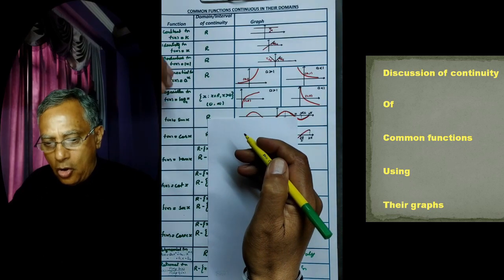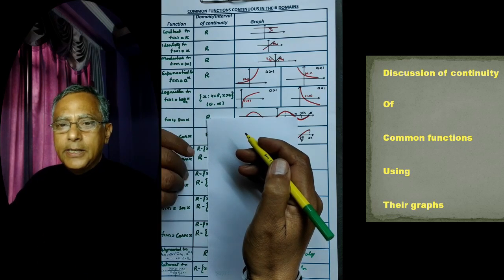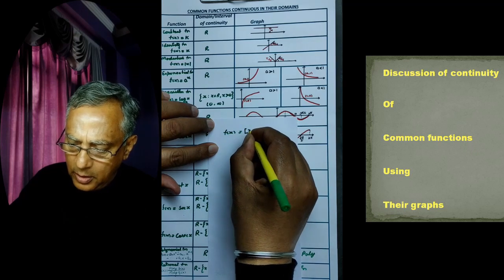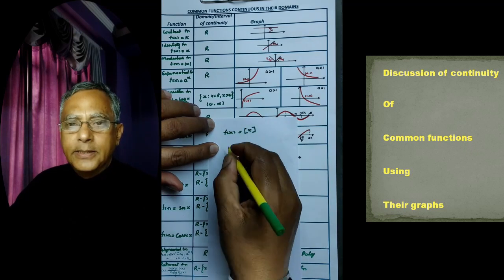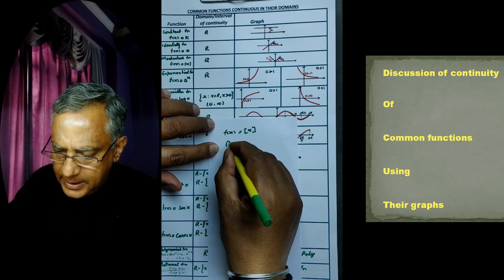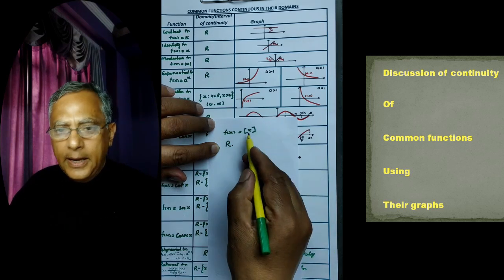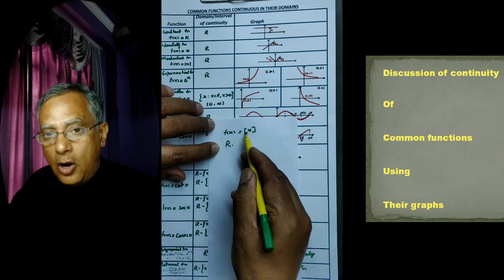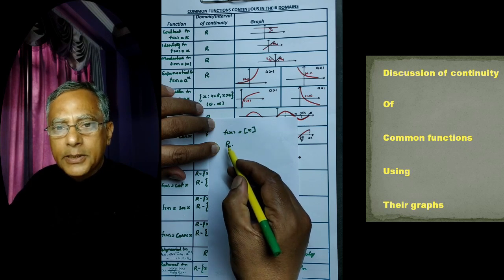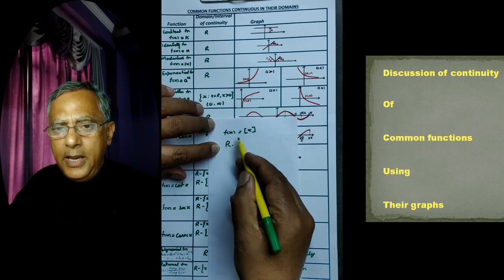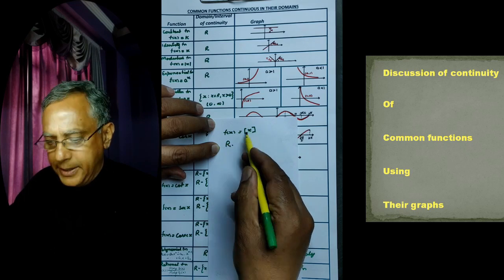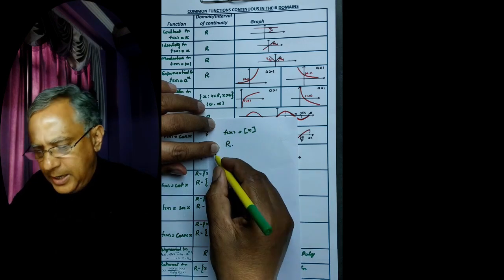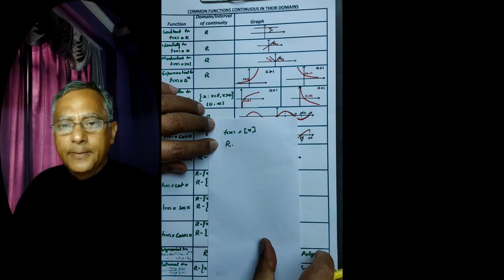Note, not all functions are continuous in their domains. For example, f(x) is equal to the integral value of x. Now the domain of this function is the whole real line. This function is defined for all real numbers. But this function is not continuous for all real numbers. It is not continuous at integral points. At integral points, this function is not continuous. So this function is not a continuous function.